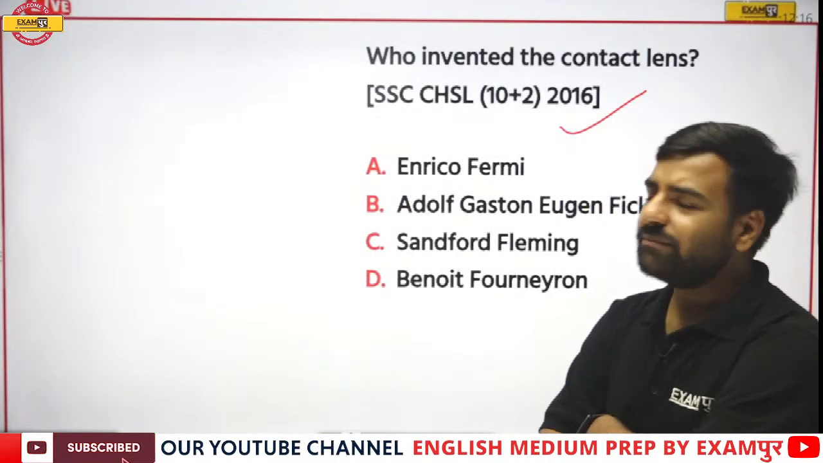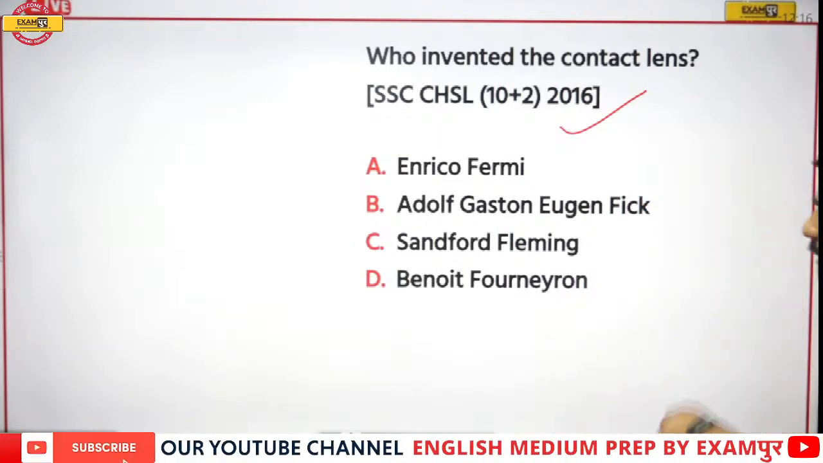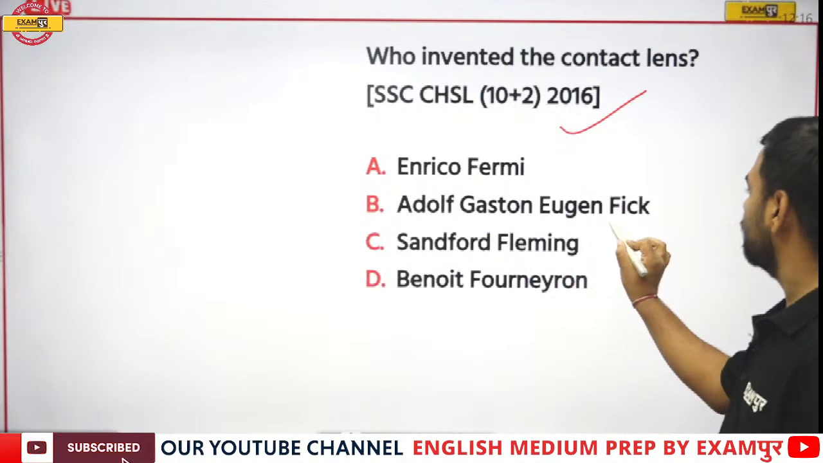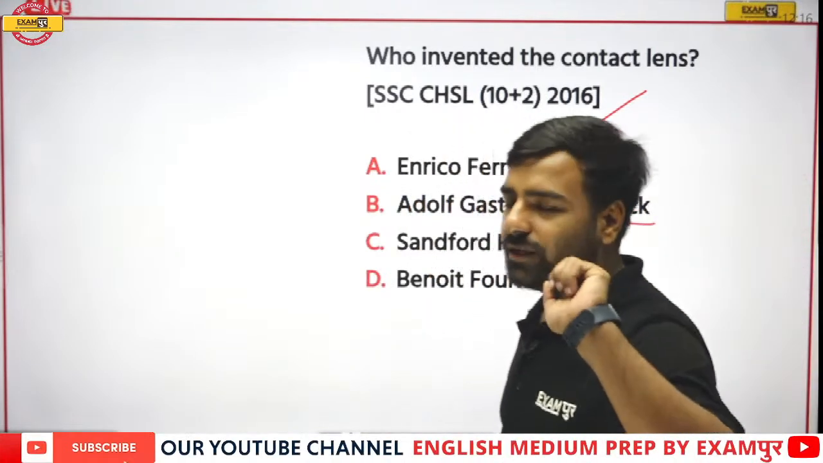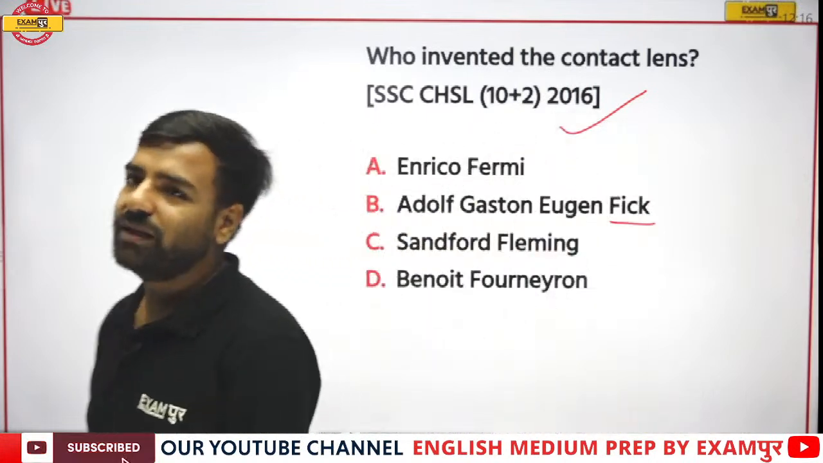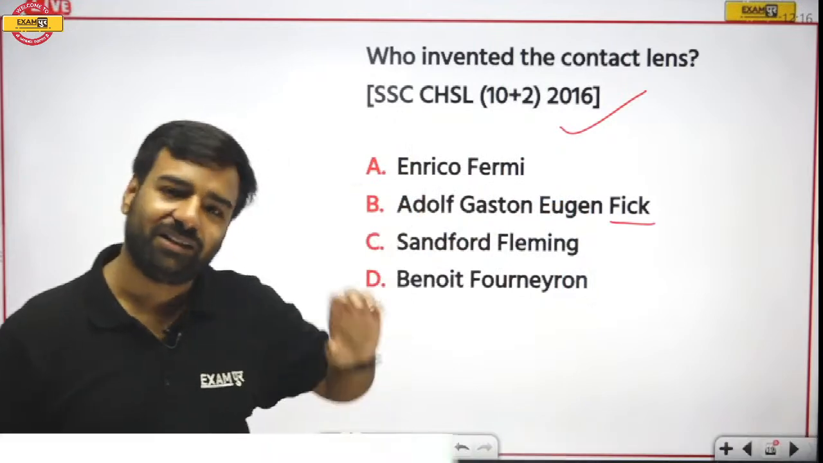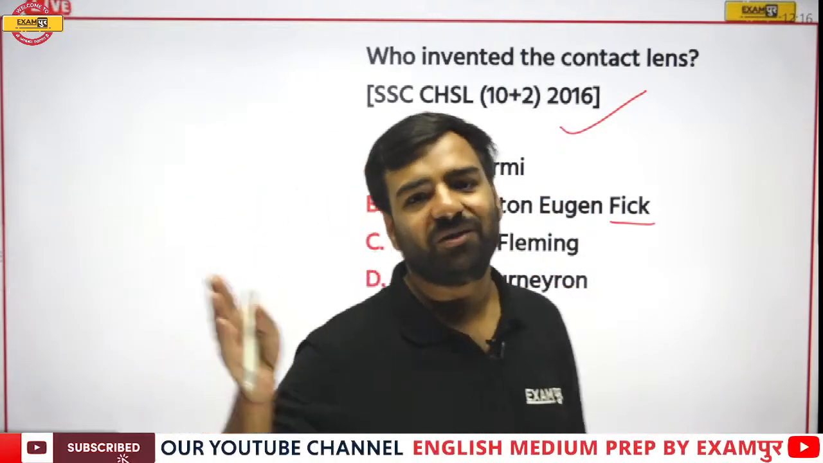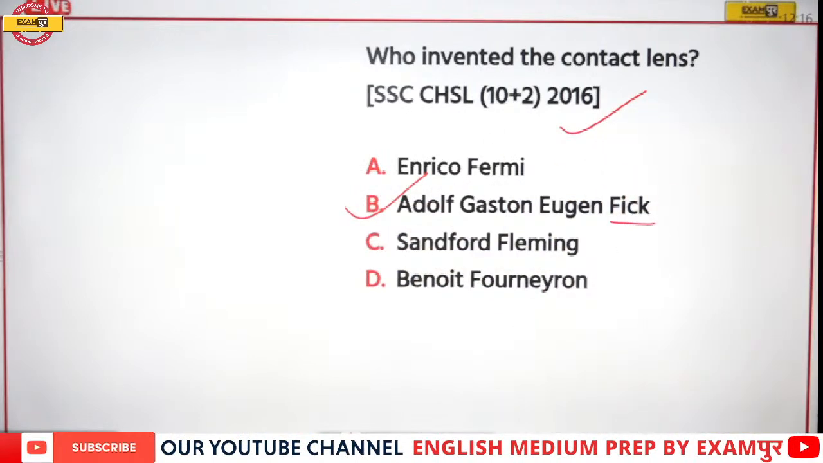Pushpendra Singh says, sir, it may be B or C. Okay. Now just have a look at option B. Ram is with B. So Ram, you are correct. Pushpendra, if you are playing a game like 50-50 Kaun Banega Crorepati, then you are absolutely correct. Either B or C is the correct one. Here option number B is correct, that is Adolf Fick.